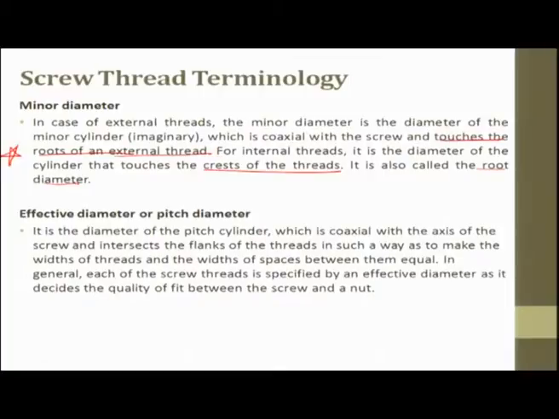Effective diameter or the pitch diameter, it is the diameter of a pitch cylinder which is coaxial with the axis of the screw and intersects the flank of a thread in such a way as to make the width of the thread and the width of the space between them equal. In general, each screw thread is specified by an effective diameter or a pitch diameter as it decides the quality of the fit between the screw and the nut. So, this is also very important.